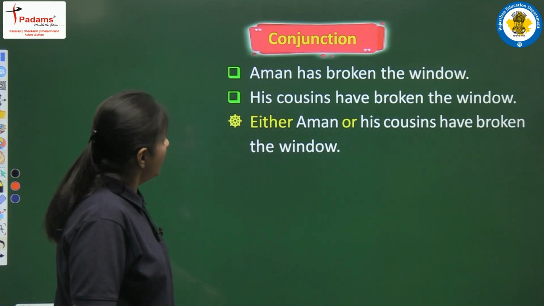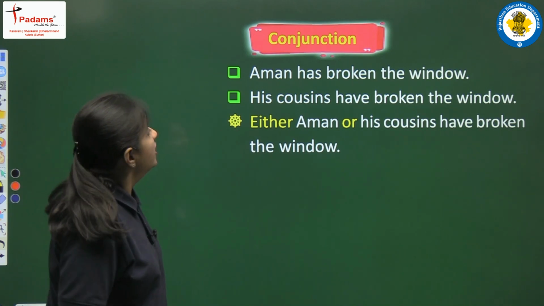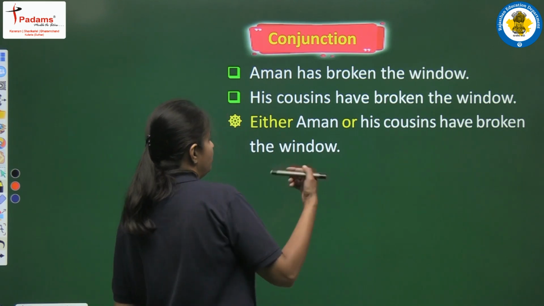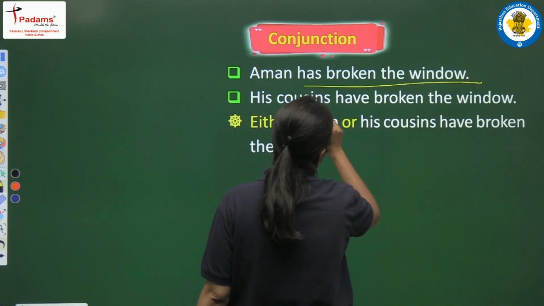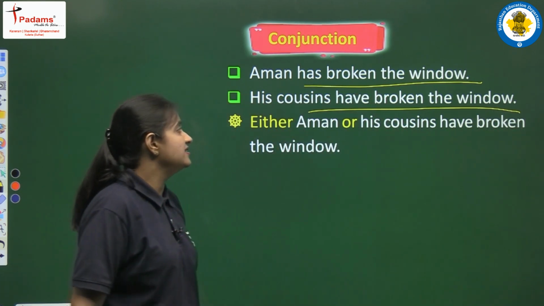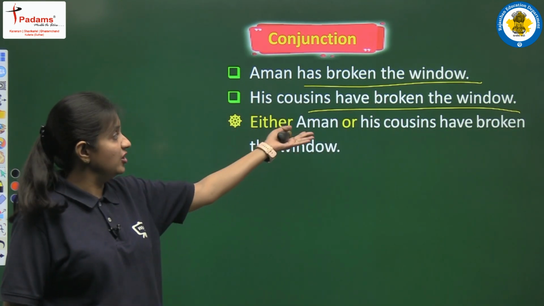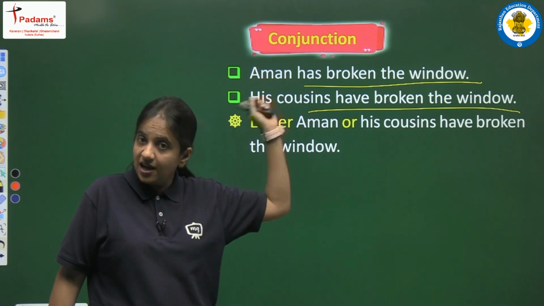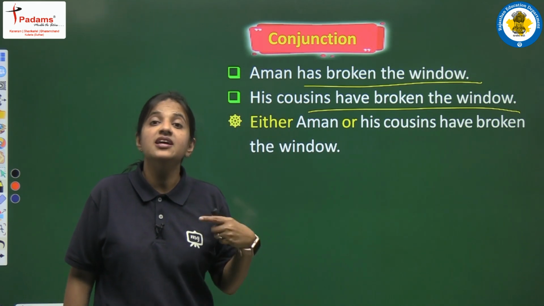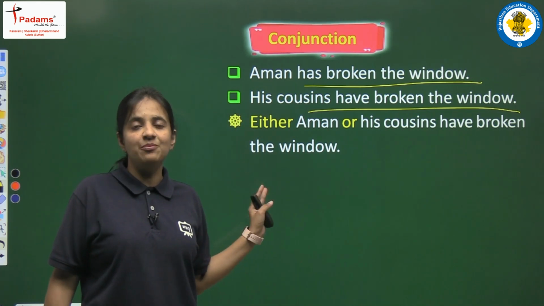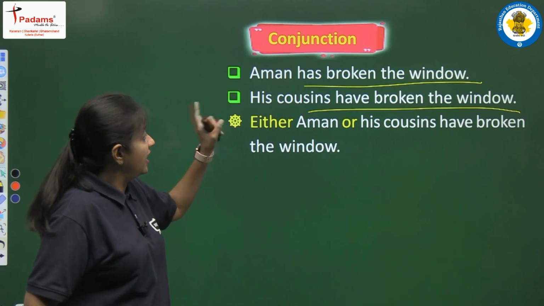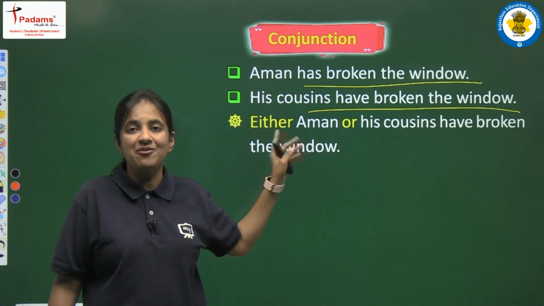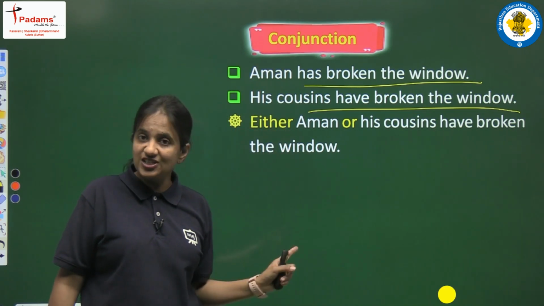One more example we are having here related with either or. So let's read. Aman has broken the window. His cousins have broken the window. Again we can see first of all the common part. So now in this sentence, the action verb is common, the object is common, that is broken the window, and the subject is differently given to us. In the first sentence the subject is Aman, in the second sentence the subject is his cousins. And now in this example we are having one more thing. That thing is, in the first subject we are having a singular one, and in the second subject we are having a plural subject, right? So this is the change that we are having here.